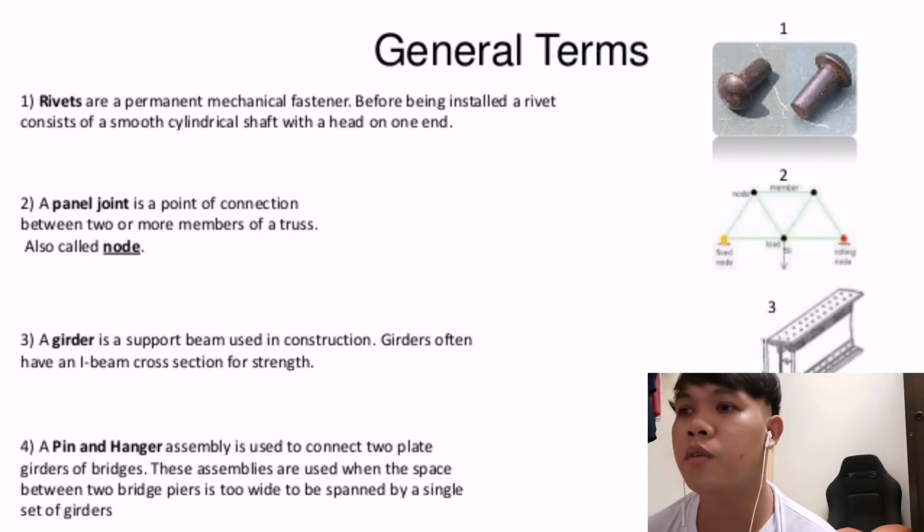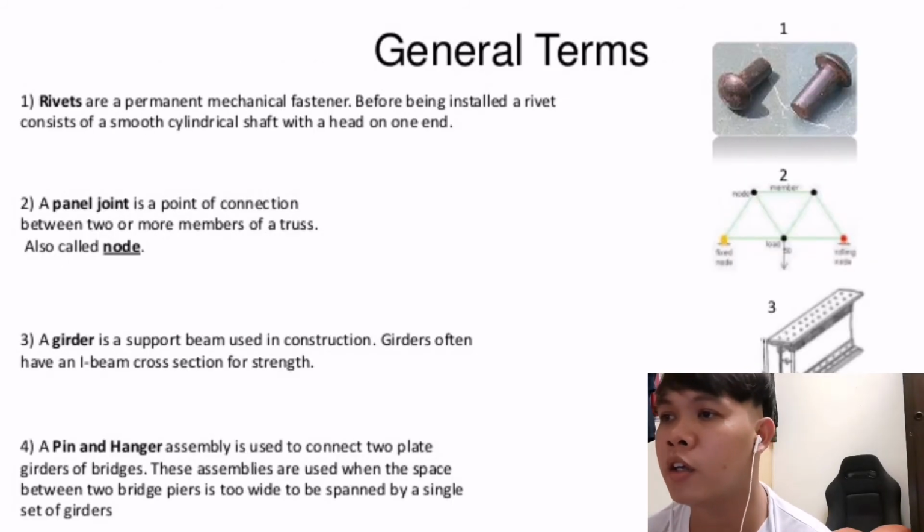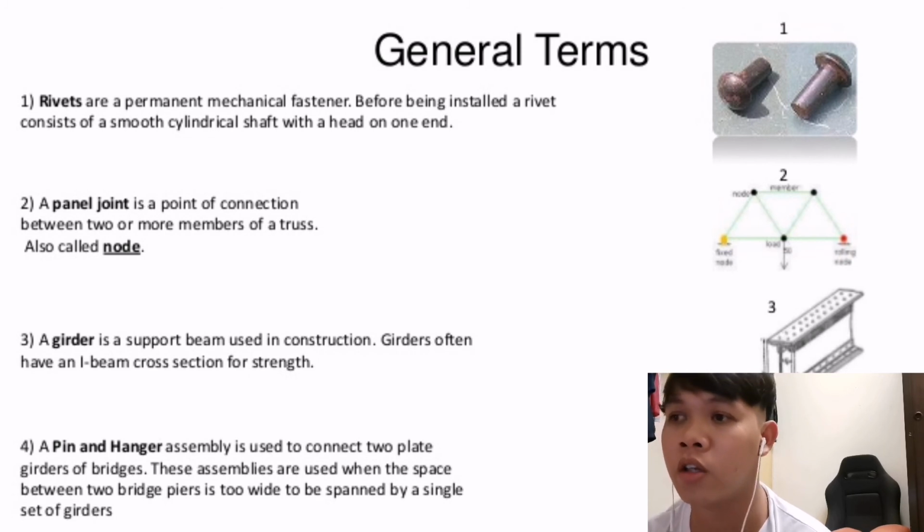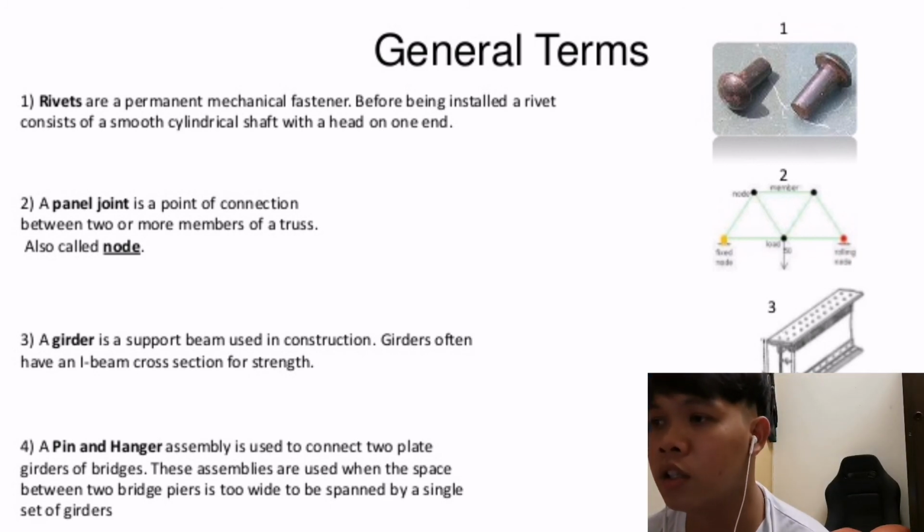So in general terms, number one, rivets are permanent mechanical fasteners. Before being installed, a rivet consists of a smooth cylindrical shaft with a head on one end. Number two, a panel joint is a point of connection between two or more members of a truss, also called a node. Number three, a girder is a support beam used in construction. Girders often have an I-beam cross-section for strength.